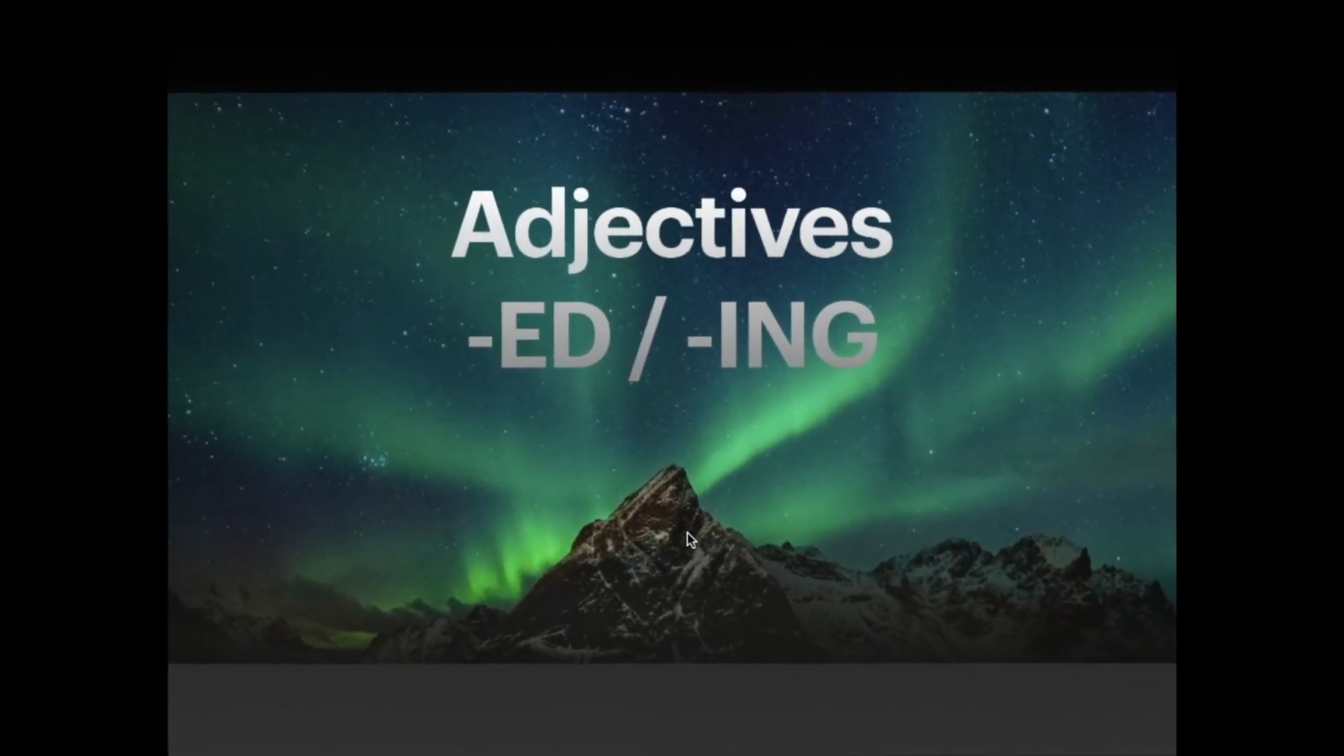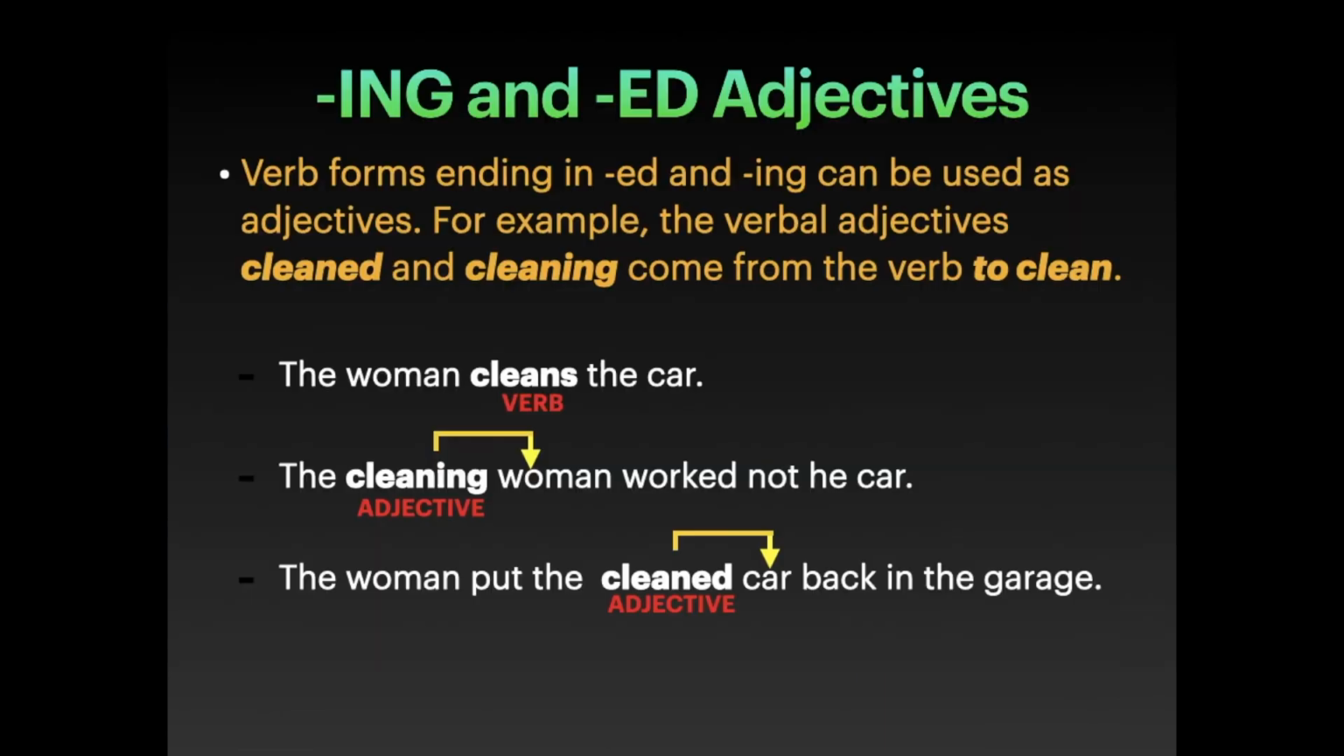The last topic for today is adjectives that end in ed and adjectives that end in ing. Verb forms ending in ed and ing can be used as adjectives. For example, the verbal adjectives cleaned and cleaning come from the verb to clean. Aquí lo tenemos como verbo, the woman cleans the car. La mujer limpia el carro. But we can use it as an adjective if we put ing or ed. The cleaning woman worked on the car.